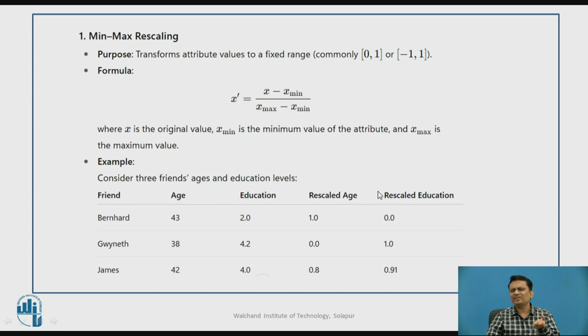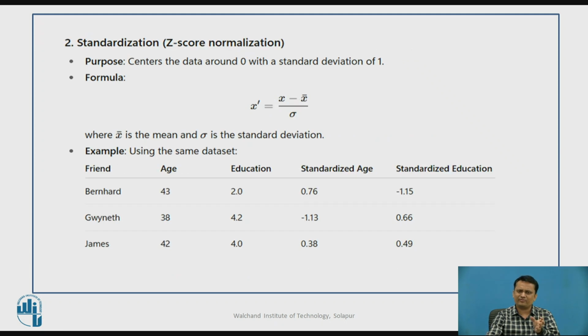So like that you can have the rescaled values of the education, and this education is again rescaled between 0 to 1, and then you can come up with the calculations of the distance between these attributes.